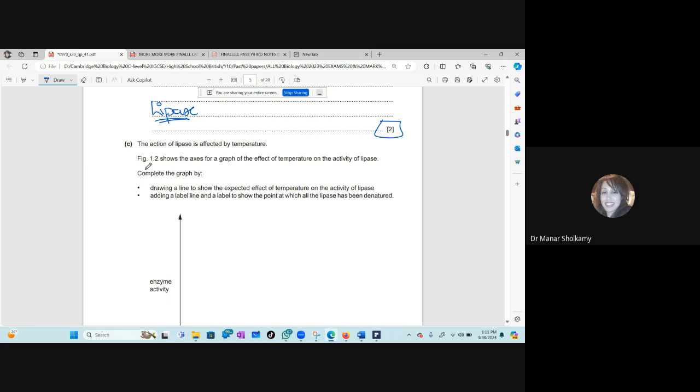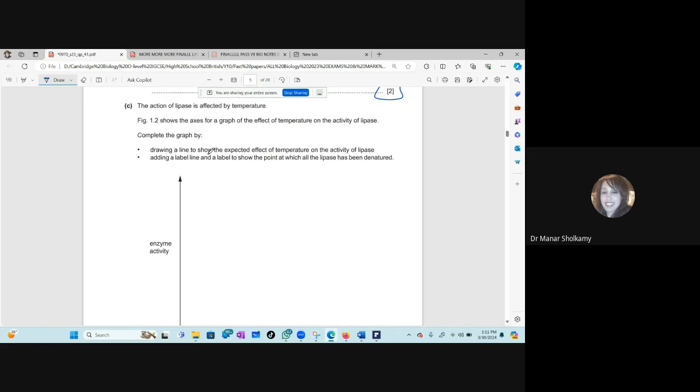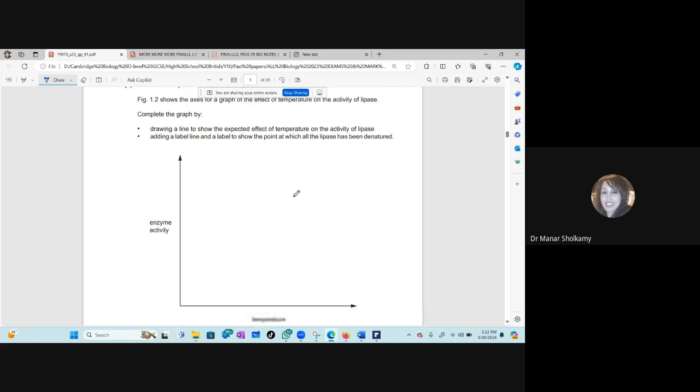Now, this exam is focusing on the lesson enzymes. The action of lipase is affected by temperature. Figure 1.2 shows the axes for a graph of the effect of temperature on the activity of lipase. Complete the graph by drawing a line to show the effect of temperature on the activity of lipase, and then adding a label line and a label to show the point at which all the lipase has been denatured.